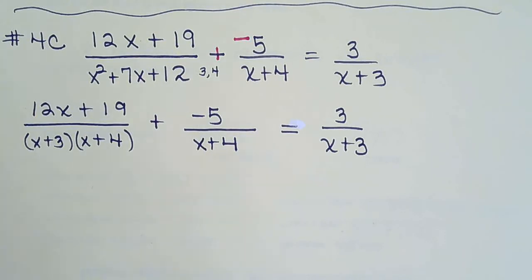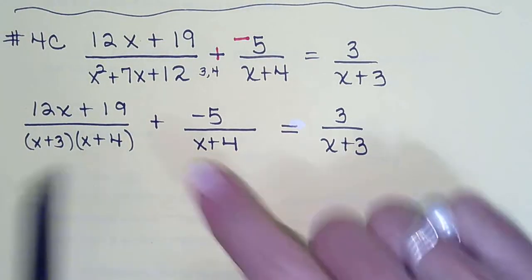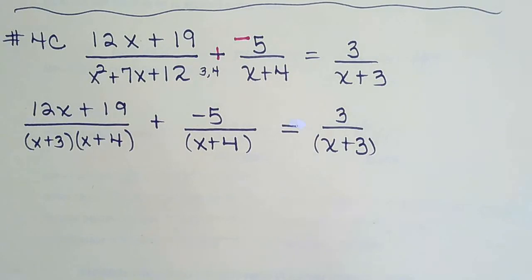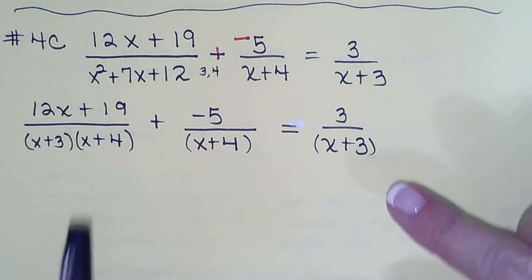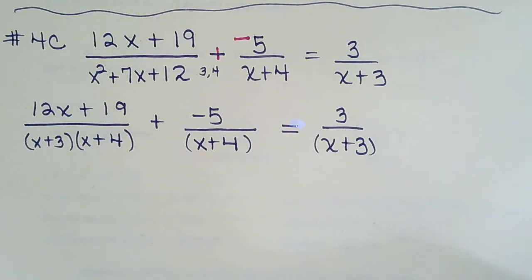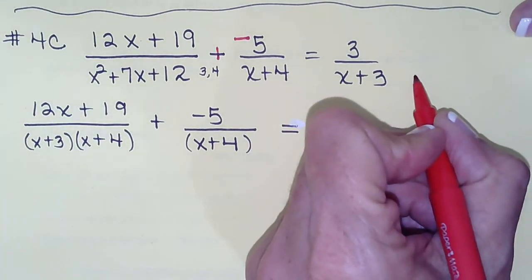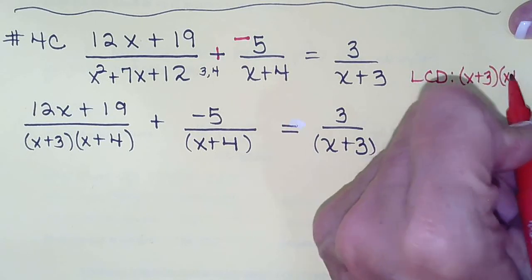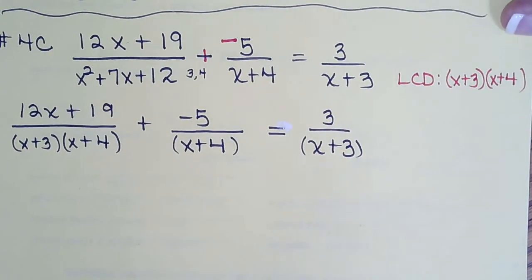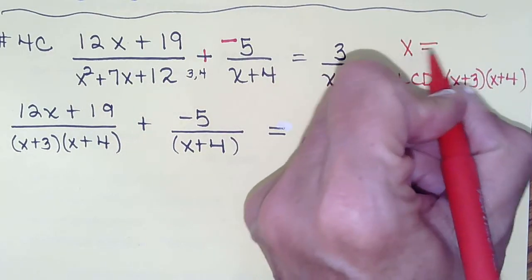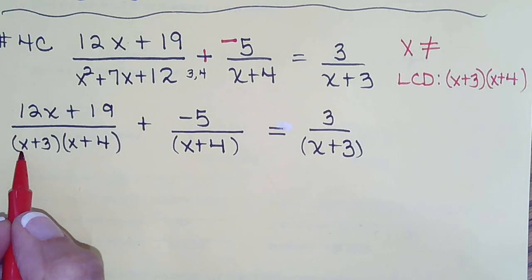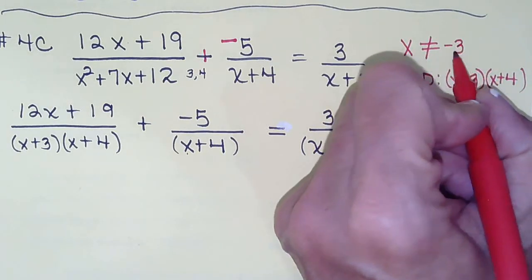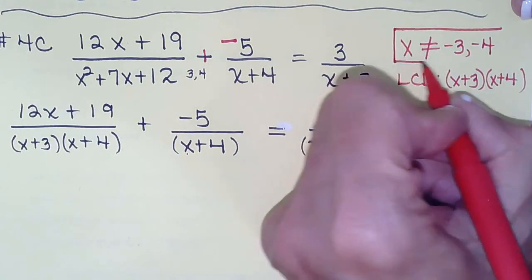So we can see our common denominator is going to be x plus 3 and x plus 4. Write everything you see without repeating. So that looks like our LCD is going to be x plus 3, x plus 4. So let's go ahead and write that here. LCD, x plus 3, and x plus 4. And our restrictions, x cannot be, what makes this 0? Negative 3. What makes this 0? Negative 4. So x cannot be negative 3 or negative 4.